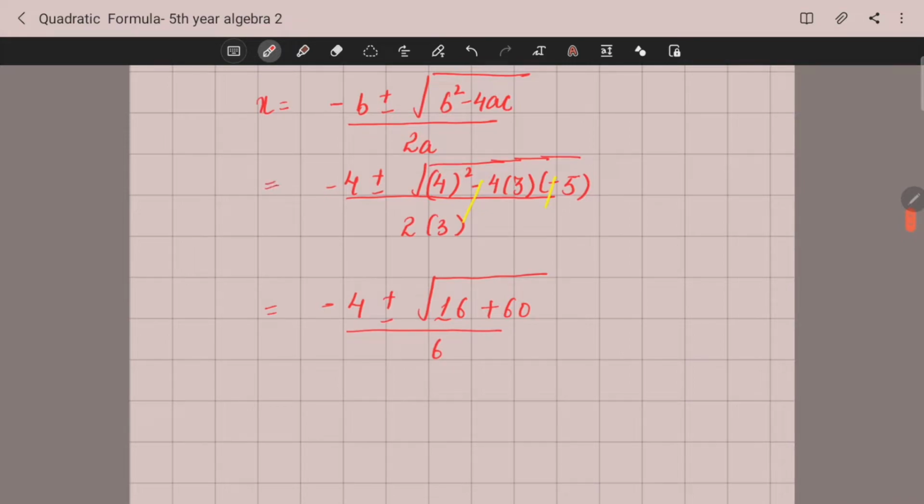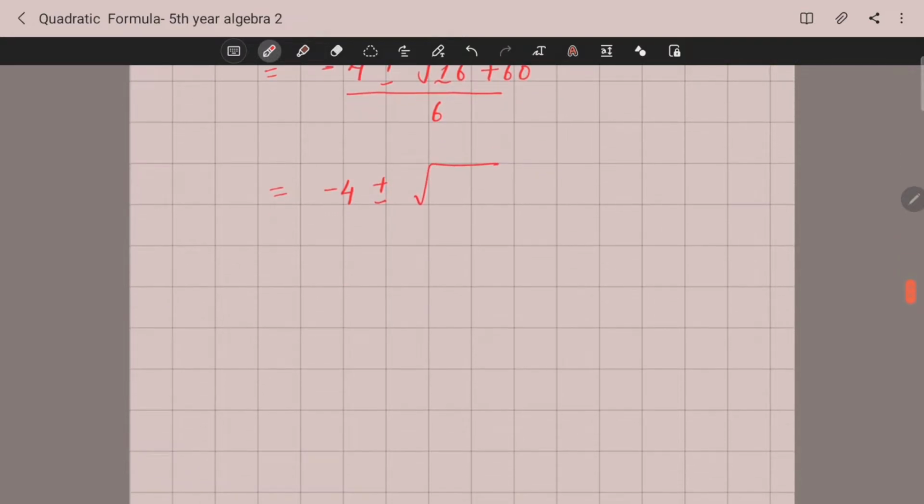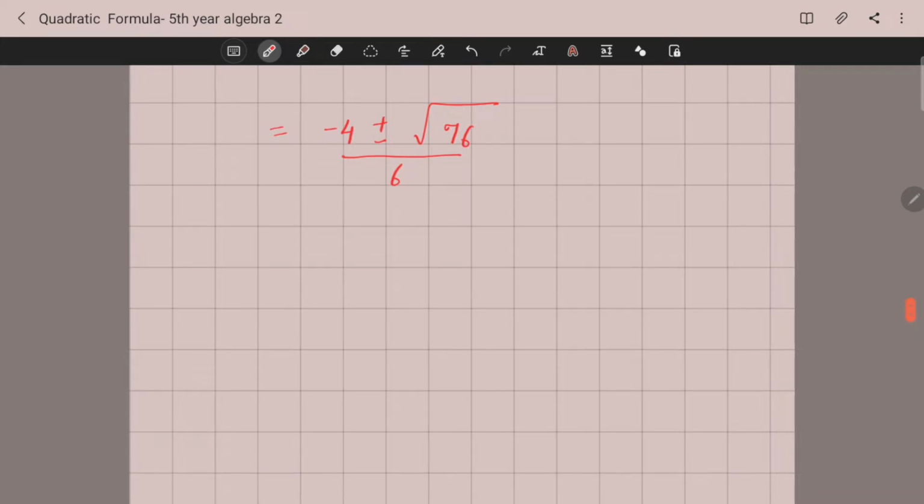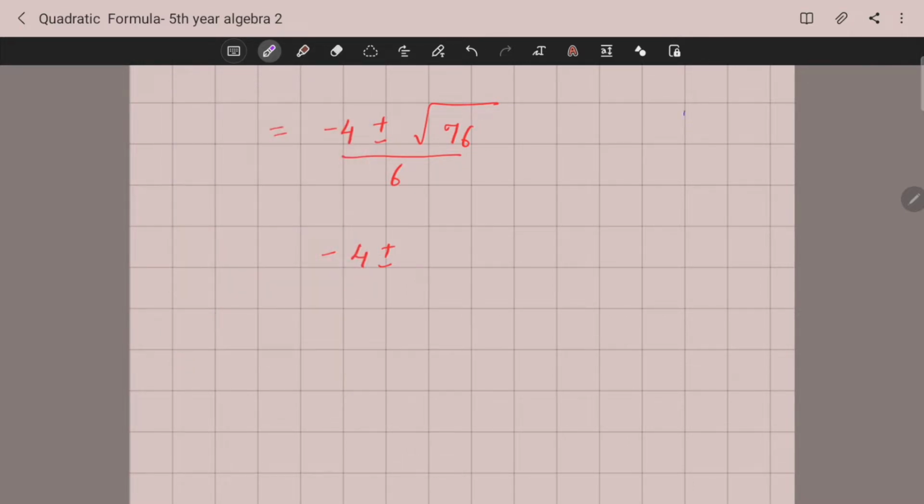After that, what we will do, we solve this under root first. 16 plus 60 is 76 upon 6. Now we will solve this under root of 76. How can we solve it? We can solve it by taking the square root of this 76. I'll explain how you have to solve this.